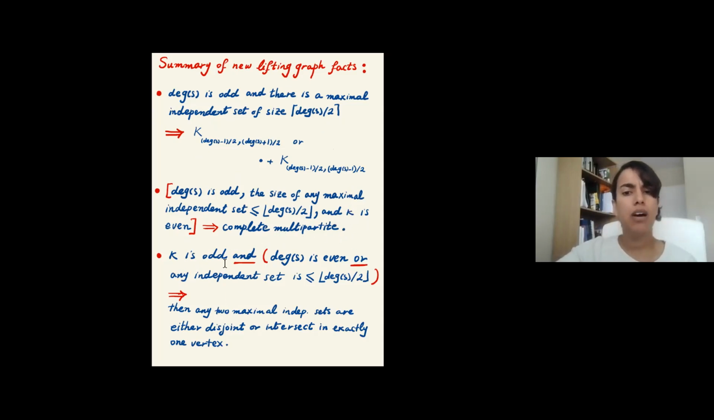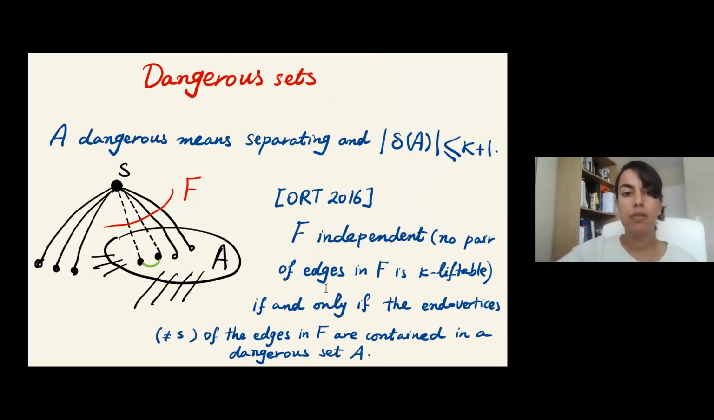And if K is odd, and we negate this part, the first one, so this or that, then the maximal independent sets will be any 2 of them will either intersect in one vertex or be disjoint. Again, it's the same proof that they used at base case 5 and 4, which just works. So the proof involves something called danger set.